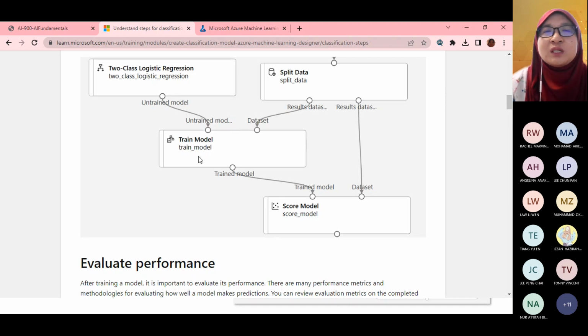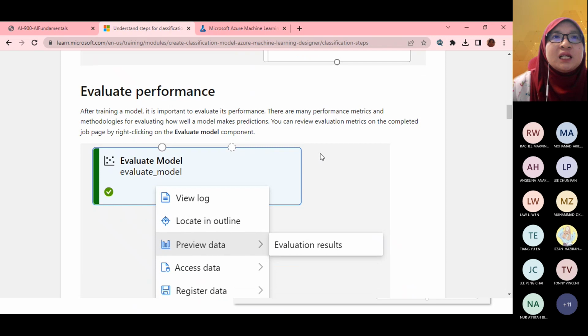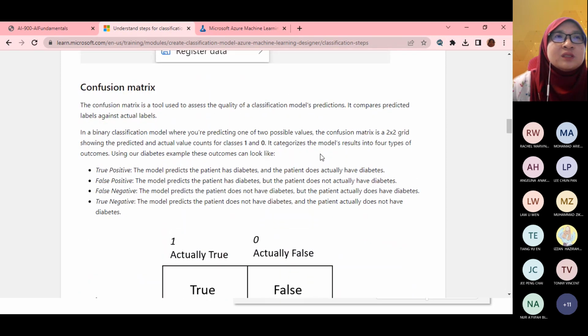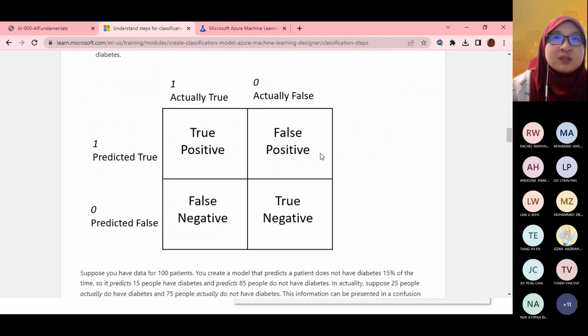So this can be your master's work or even your final year project work. A simple one. A score model and then you get the result. Try it, you can test it out. So this is the confusion matrix that I told you about earlier.